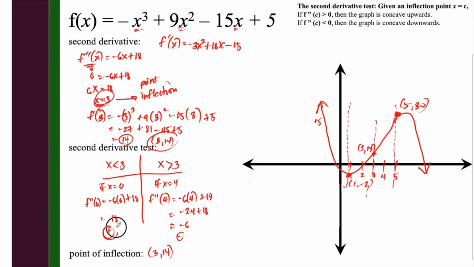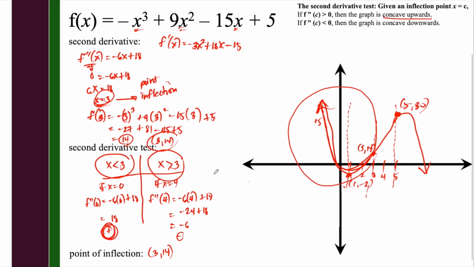So since this is positive, on the left side of 3, meaning the values less than 3, this graph is concave upwards. The values greater than 3 or on the right side of 3, since this is negative, the graph is concave downwards. So again, the inflection point is the part of the graph where the shape of the graph changes from being concave upwards to downwards or from downwards to upwards.